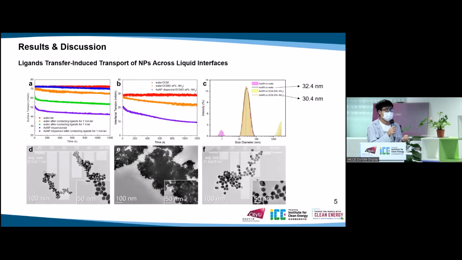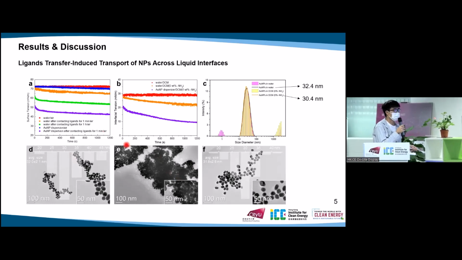And based on the above results, we proposed that the nanoparticle aggregation is reduced by the diffusion of the ligands from the oil phase into the aqueous phase. To prove this, we measured the evolution of the surface tension of these aqueous droplets after contacting the ligands for some time. And this result showed that the ligands can diffuse into the aqueous phase, and the diffusion speed can get much faster in the presence of the gold nanoparticles.